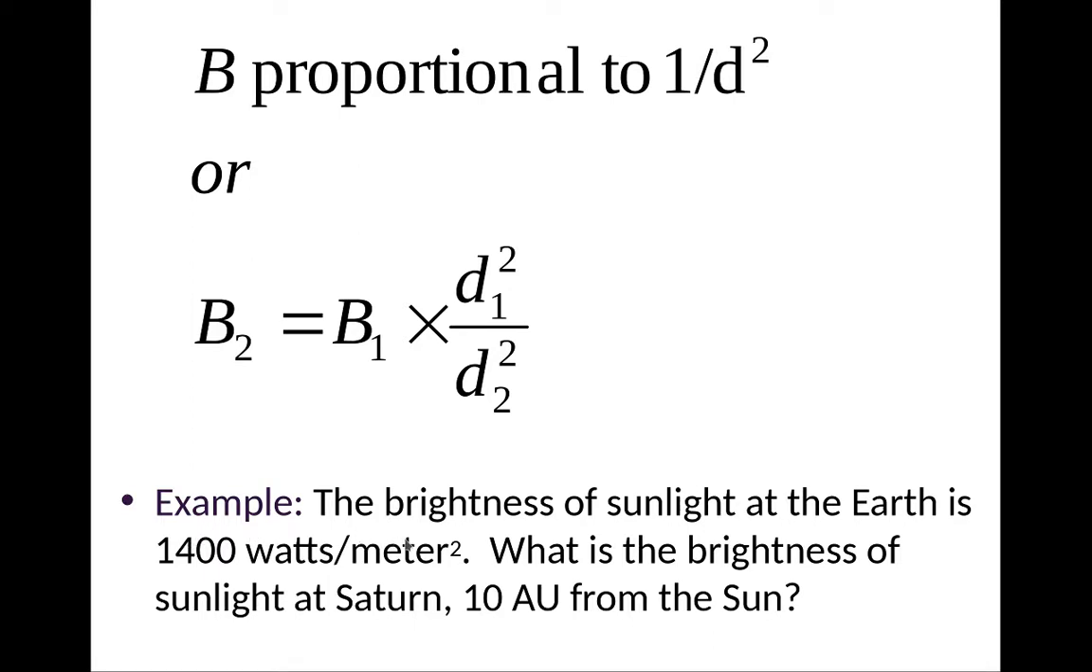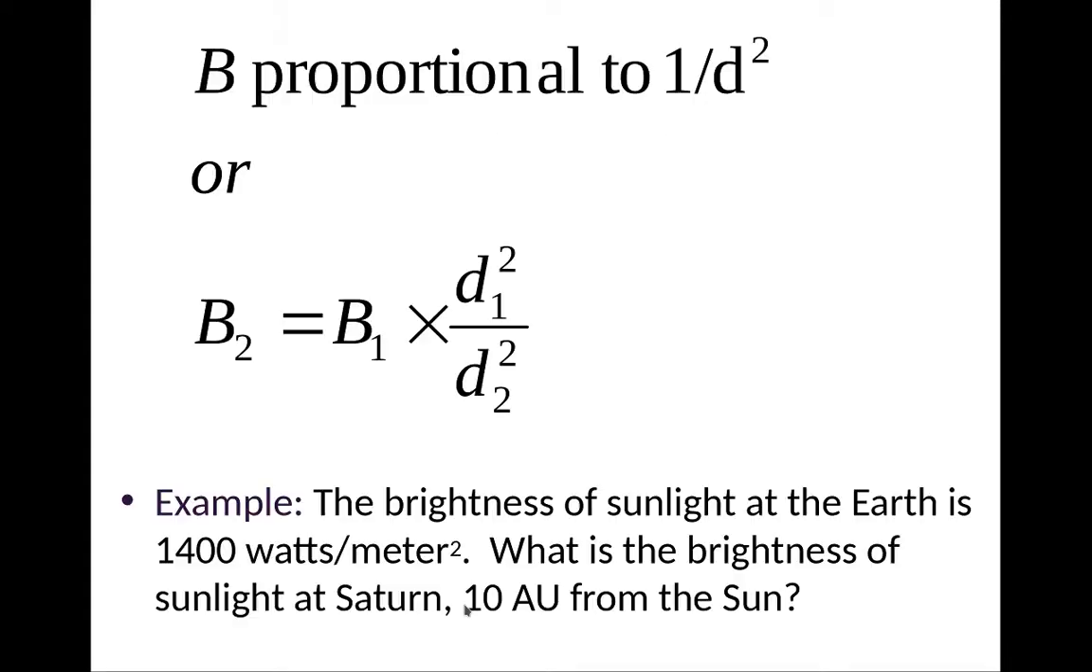The distance from Earth to Sun is 1 AU. What's the brightness of the sunlight at Saturn, 10 AU from the Sun? Well, let's go ahead and do this. Okay, so we'll just do that first.